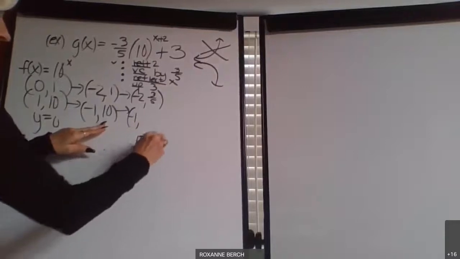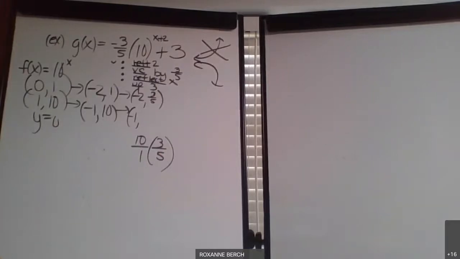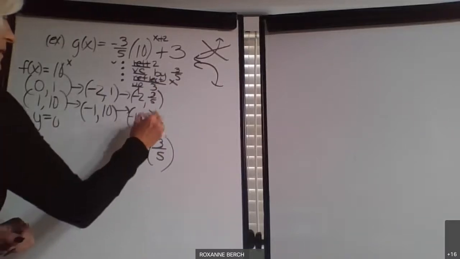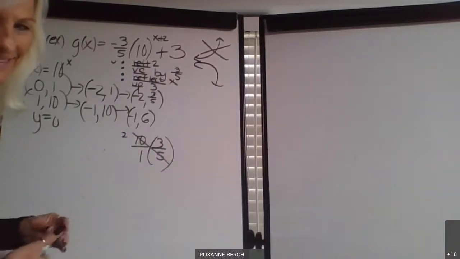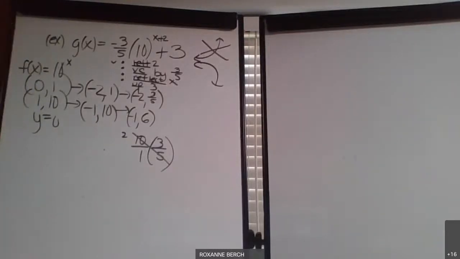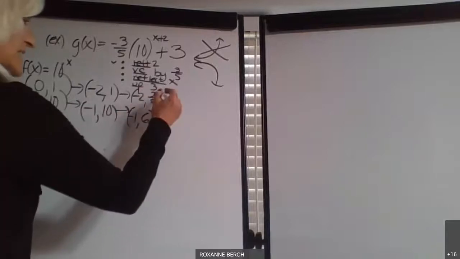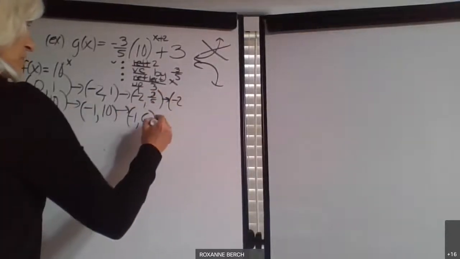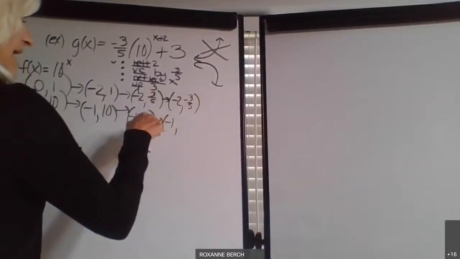Isn't that 10 over 1 times 3/5? So what would that be? 6. Because you're going to cross cancel, right? You're not going to say 30 over 5. Hopefully I've convinced you not to do that. So you're going to cross cancel. 2 times 3 is 6. Then we'll reflect over the x as a vertical movement. So we're going to negate the y.